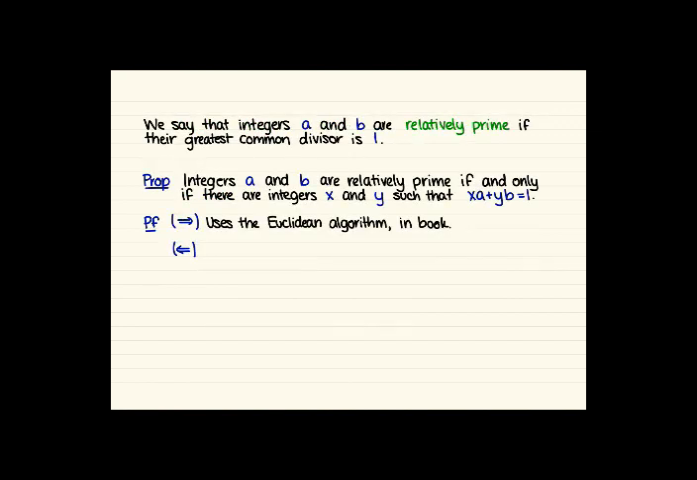All right, so that said, we say that integers a and b are relatively prime if their greatest common divisor is 1. So a nice, very useful fact about integers being relatively prime is that they're relatively prime if and only if there are integers x and y, such that xa plus yb equals 1, so that we can write 1 as a linear combination of the integers. So this is an if and only if again, so that means we've got to do both directions.